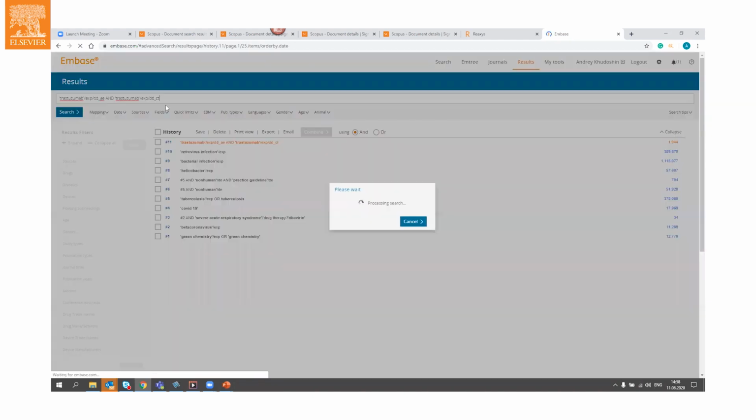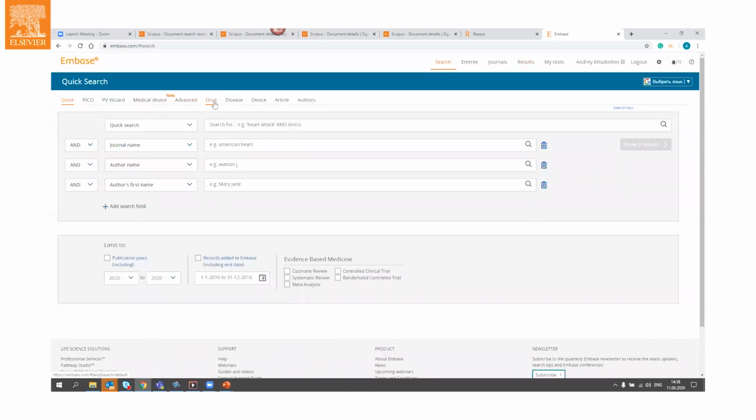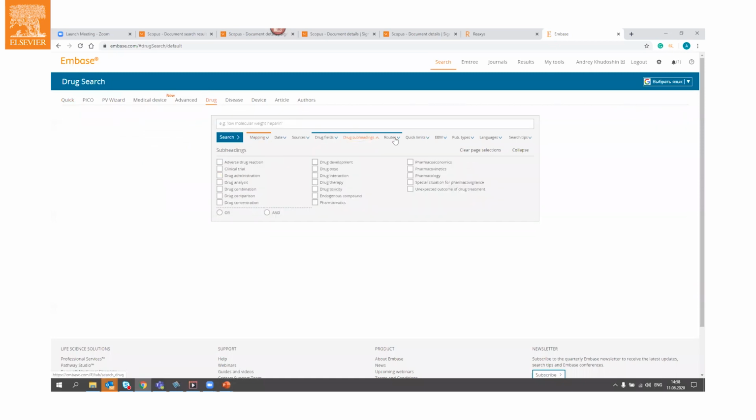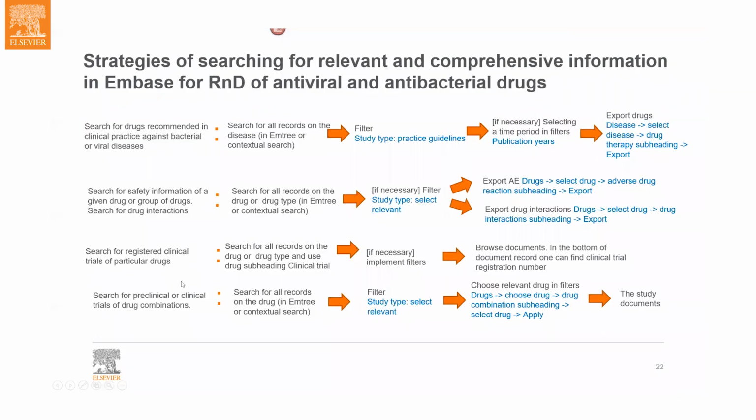Again, you can leverage this using the subheading clinical trial. Starting page, drugs subheading. Over there, by the way, you can see routes of drug administration. If you're interested in some particular drug administration, it is a subheading as well, so you can focus on some of these. The strategy number 4 is a strategy to search for preclinical or clinical trials of drug combinations.